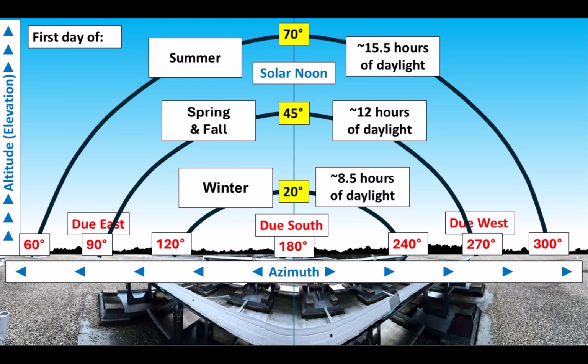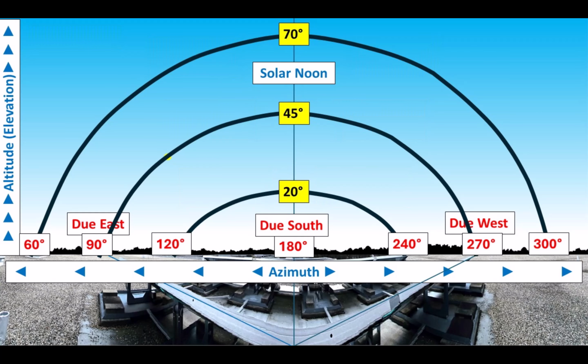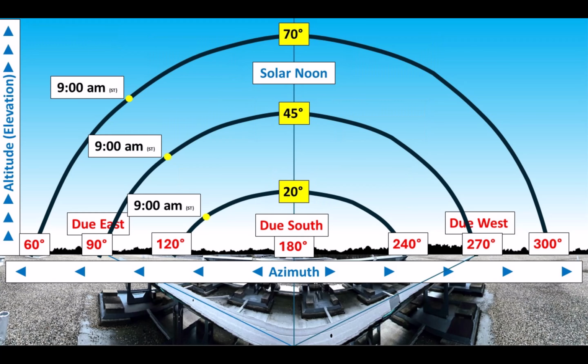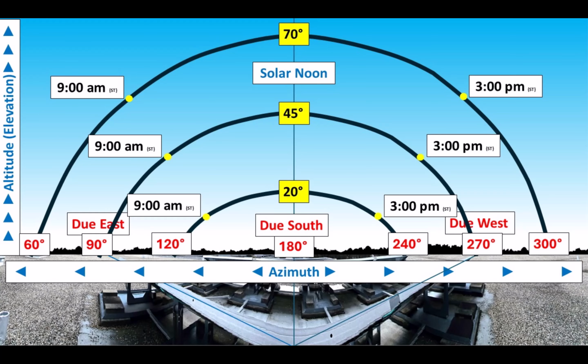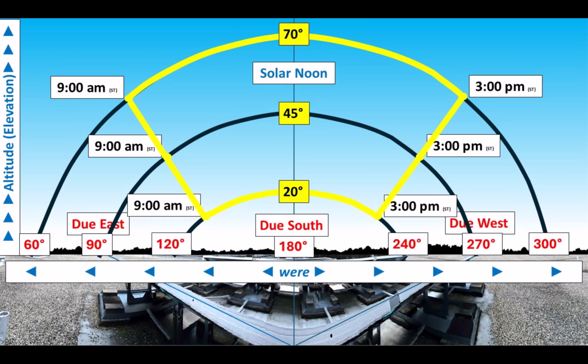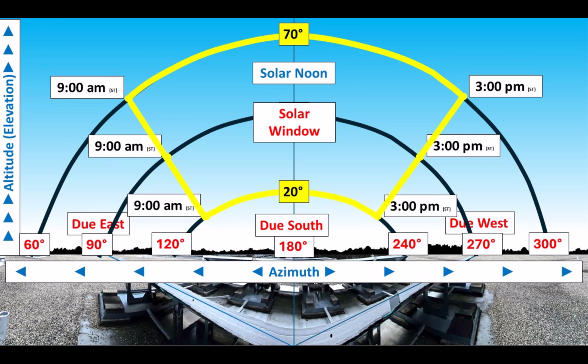Here we've placed all 3 sun paths for the first day of each season on the same slide. Let's clean it up a bit. Then we'll mark 9 a.m. solar time and 3 p.m. solar time on each sun path. By our definition, these times mark the beginning and the end of the solar window. Connecting the dots, we get a pictorial representation of the solar window in the sky for this location.